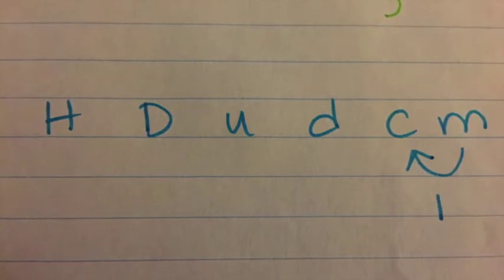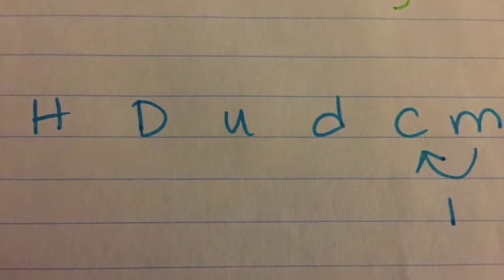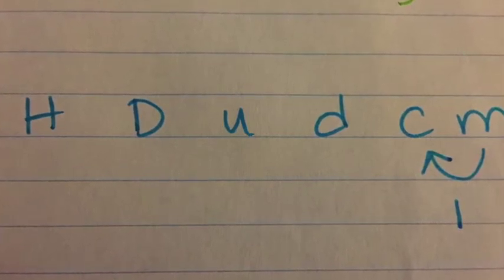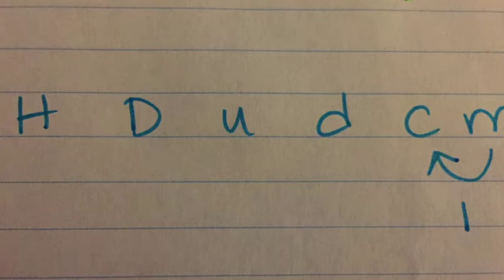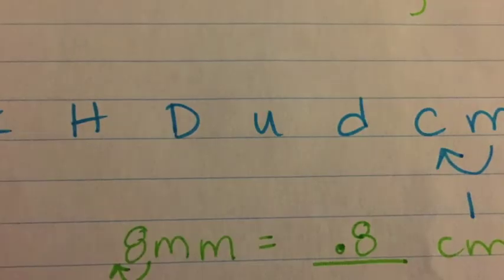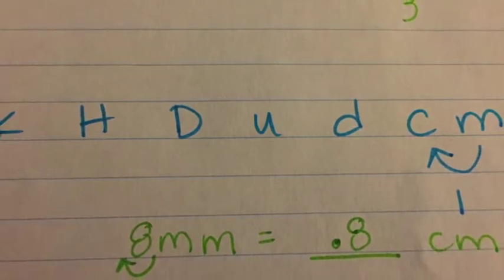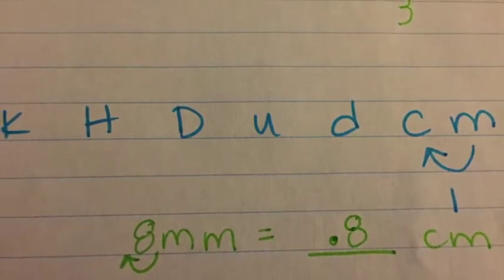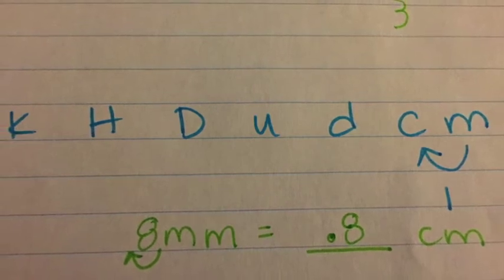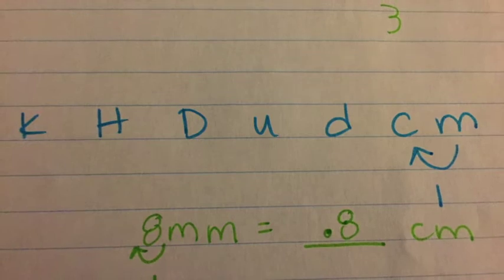Number 14 is 8 millimeters equals how many centimeters? So milli, that M, to centi, C, is going to be to the left 1 space. Starting with our number 8, there is no decimal, so we would put it right at the end, so 8 dot. We're going to move our decimal to the left 1 space, so we end up with 0.8 centimeters.